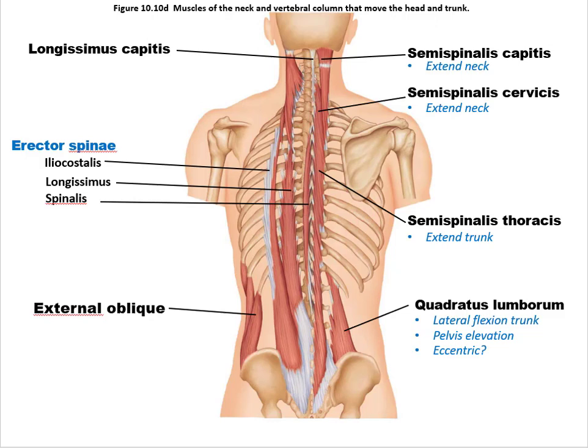Okay, so those are the Erector Spinae group. The other muscles we have here are Semispinalis Thoracis, and keeping along those lines, a similar system to the one we use with the Erector Spinae. Again, there's Semispinalis Capitis, Cervicis, and then Thoracis, all of them creating extension. The Quadratus Lumborum is kind of an interesting muscle.